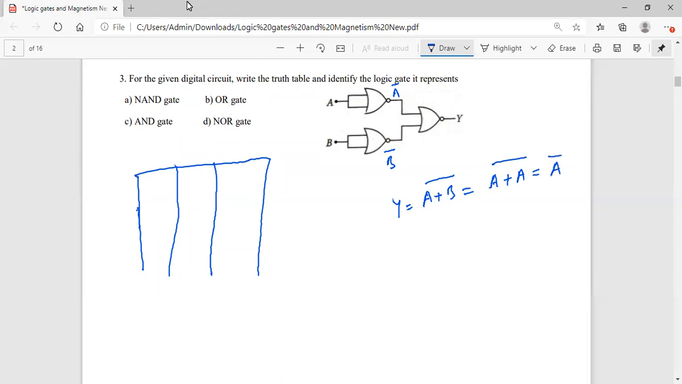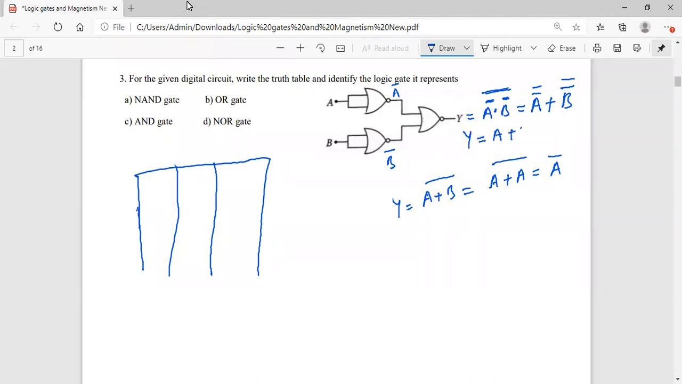Therefore, Y is equal to A bar, and B is equal to B bar. Now, this output is (A bar dot B bar) whole bar. So this is equal to (A bar B bar) whole bar. This can be written as A dot B becomes A double bar, plus, multiplication converts into addition, B double bar. Then Y is equal to A plus B, as the bars get cancelled.